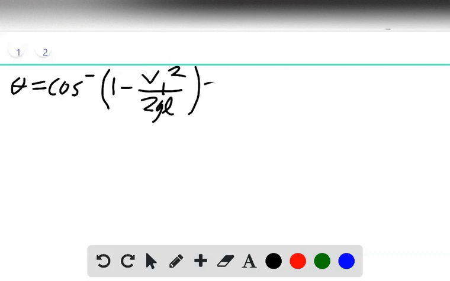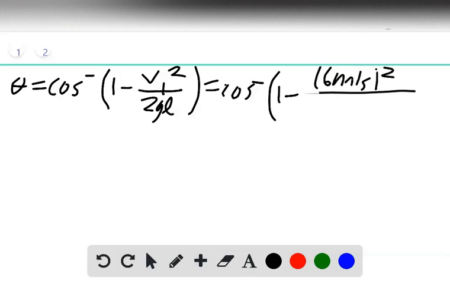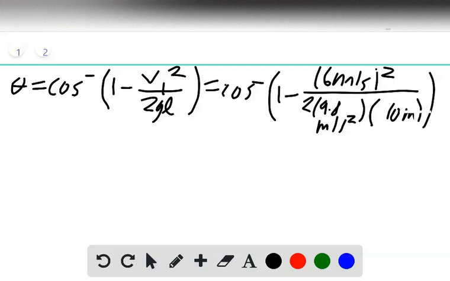Plug our numbers in: cosine inverse of 1 minus 6 meters per second squared over 2 times gravity, 9.8 meters per second squared, times L, which we're given is 10 meters. All right, and when you plug all that into your calculator, that gives us a theta equal to 35.28 degrees. And with sig figs, that's going to be 35 degrees.